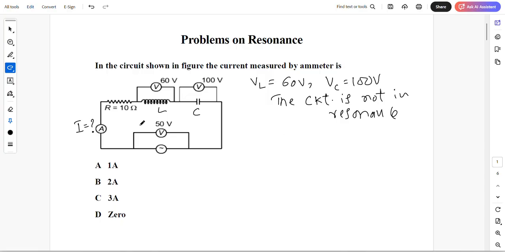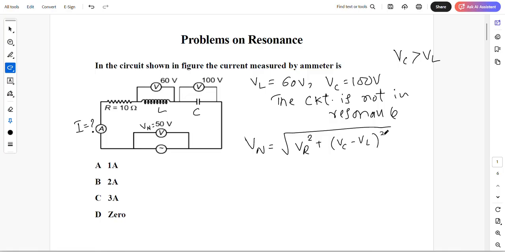How much is the net voltage they have given? You have to calculate the current measured by the ammeter. Now we have the formula we saw in the previous video. Vn is equal to the square root of Vr square plus, of which is greater? Vc is greater than Vl here, therefore Vc minus Vl the whole square.